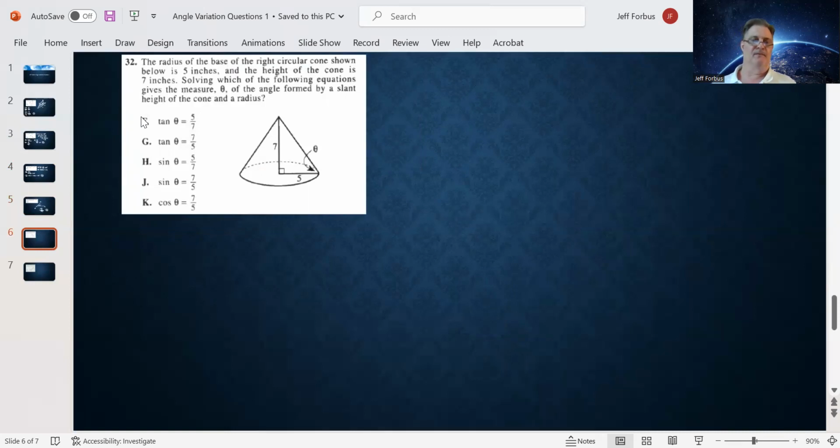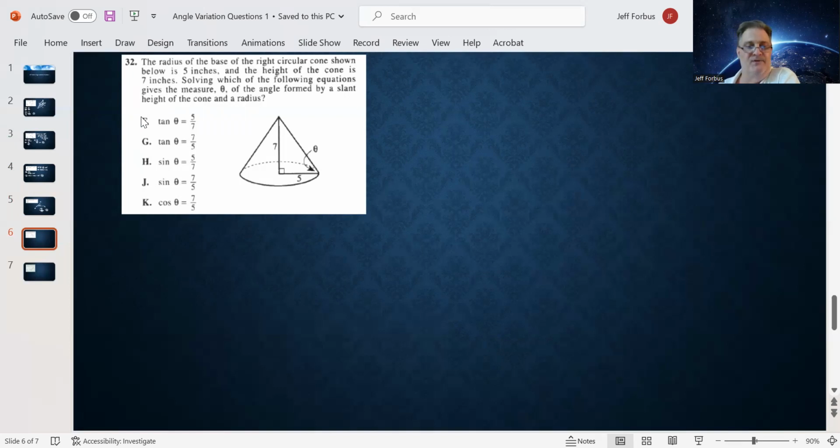So now we come into what looks like a cone, but they got a right triangle in it. And they say the radius of the base of the right circular cone is 5 inches. The height is 7. Solving which of the following equations gives the measure theta of the angle formed by a slant height of the cone and radius. Okay, so basically what we got is a right triangle.